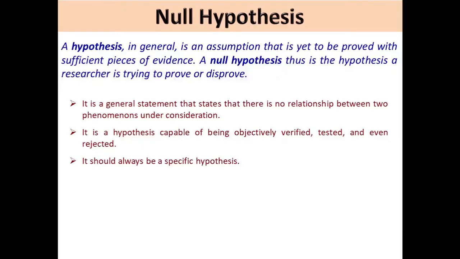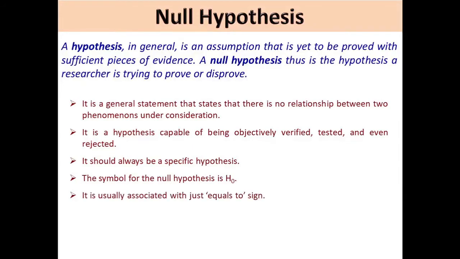It means it should not state about or approximately a certain value. This is the symbol used for the null hypothesis, and it is read as H null, H0 or H naught. The null hypothesis is usually associated with just the equal to sign, as a null hypothesis can either be accepted or rejected.